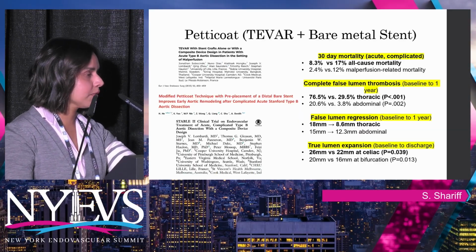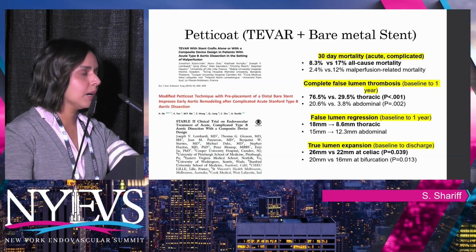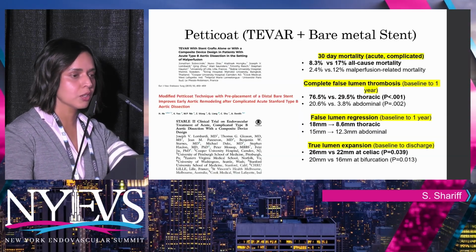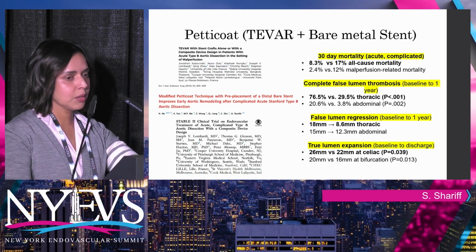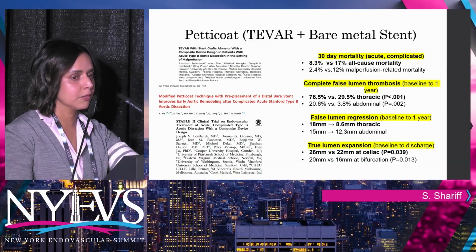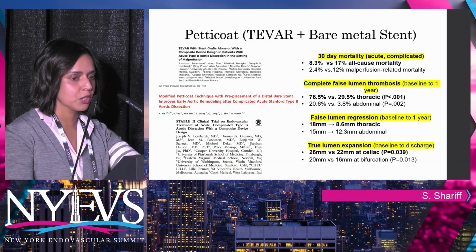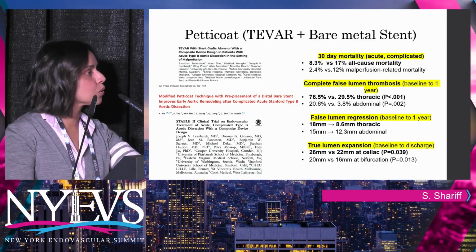More recently, we have the Cook Zenith dissection system. Both the STABLE 1 and 2 trials with this system showed that patients had decreased 30-day mortality with the petticoat technique. Complete false lumen thrombosis was increased in these patients. False lumen regression was improved in these patients, and then there was true lumen expansion.